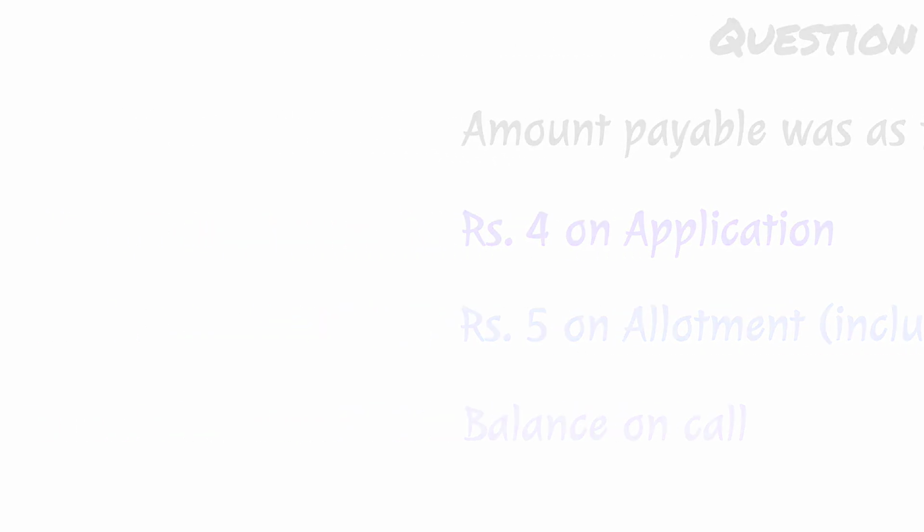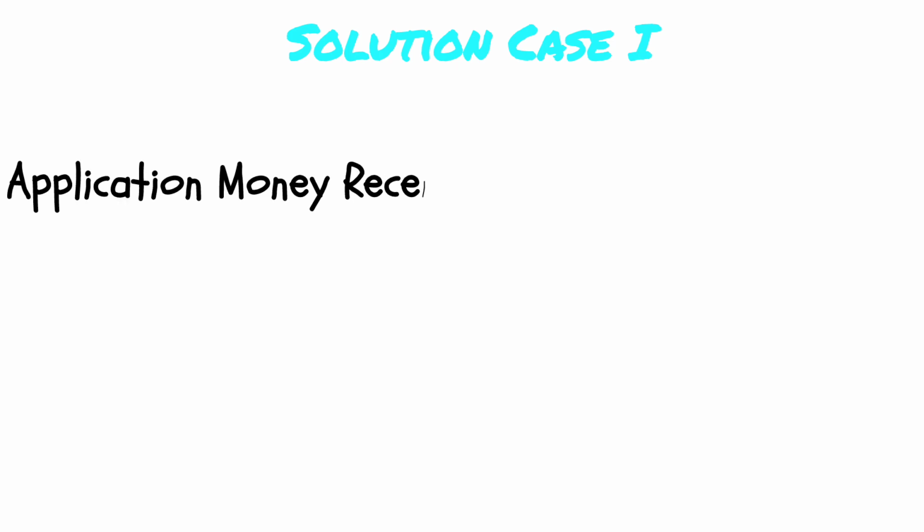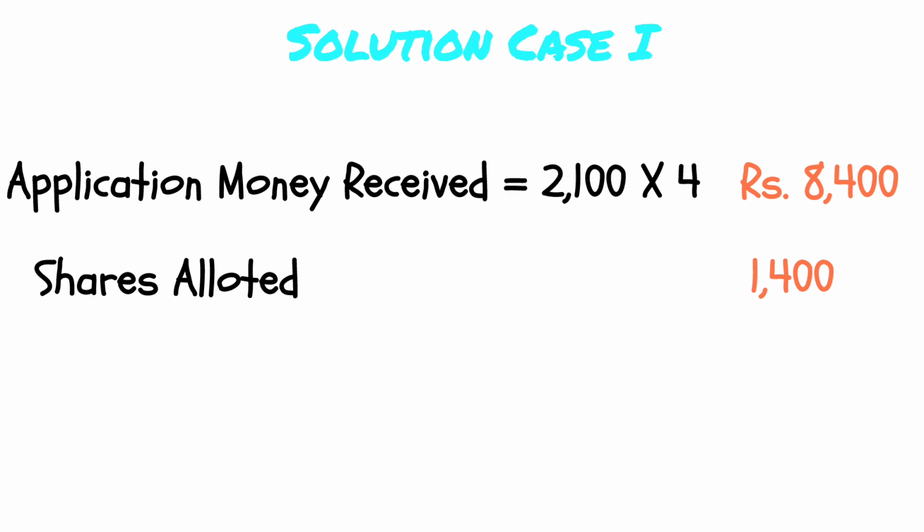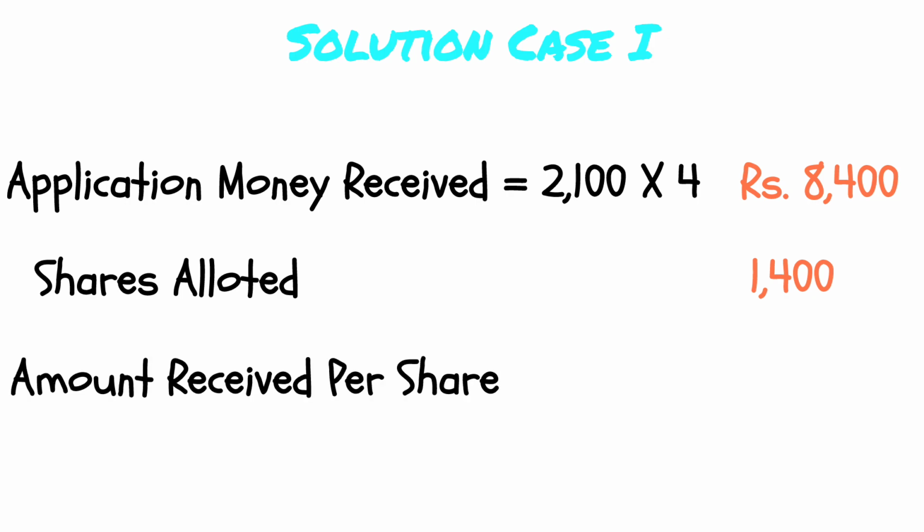How much money did Mr. Mukul pay to the company and how was it adjusted? So when Mr. Mukul applied for his 2,100 shares, he must have paid at the rate rupees 4 each, that is rupees 8,400. But the company allotted him only 1,400 shares. How much money did the company receive per share? You can simply divide rupees 8,400 by 1,400. So per share, rupees 6 was received.